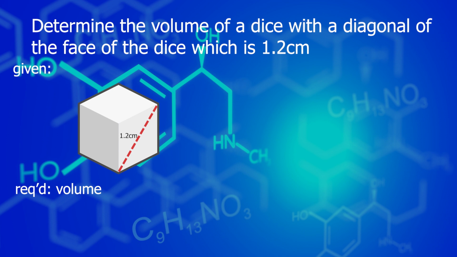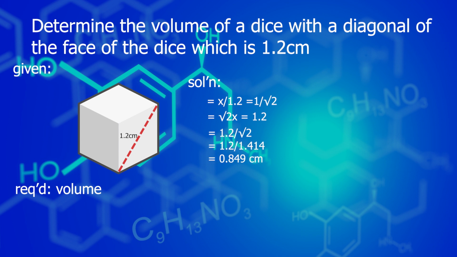with a 45-45 degree triangle. We know that in a 45-45 degree triangle, the sides measure 1, 1, and the hypotenuse is square root of 2. So using the ratio and proportion, we can have the equation x is to 1.2 as 1 is to square root of 2. Cross multiplying, you will have square root of 2 x equals 1.2, so x equals 1.2 over square root of 2.